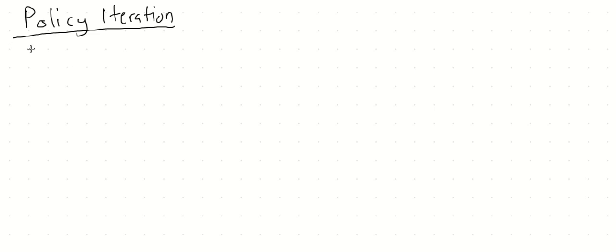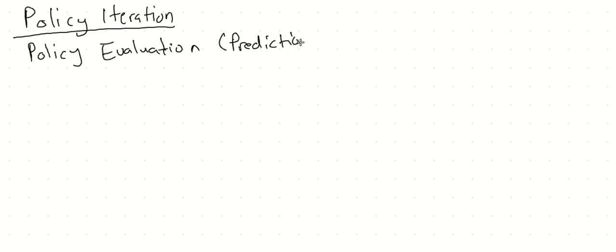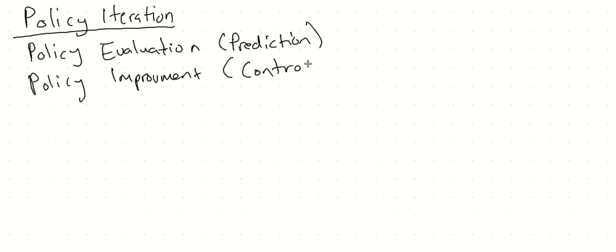So what's important to know about this algorithm is that we split it into 2. What is known as policy evaluation, rather prediction, and policy improvement, what we know as control.